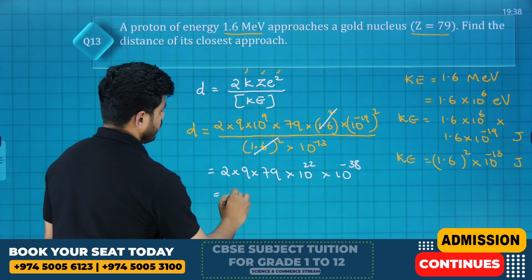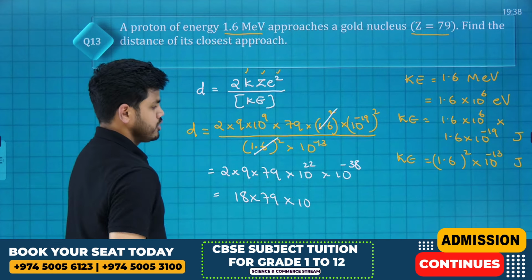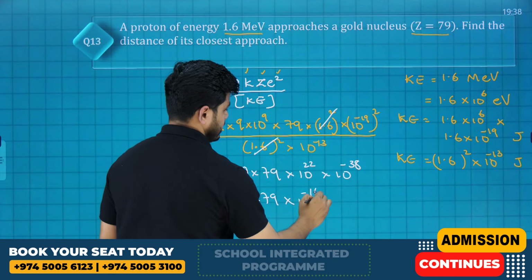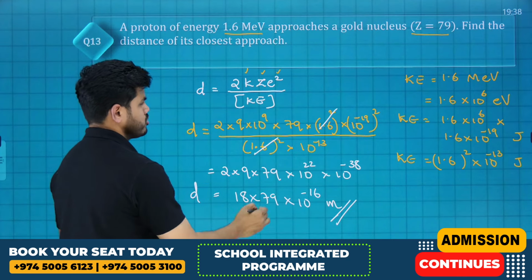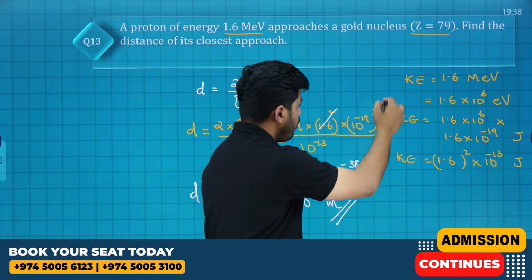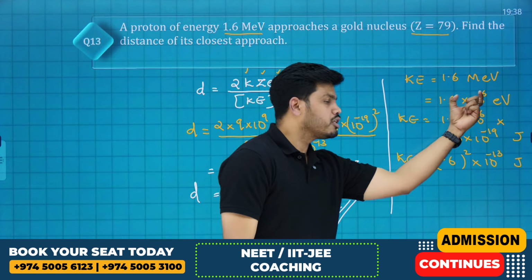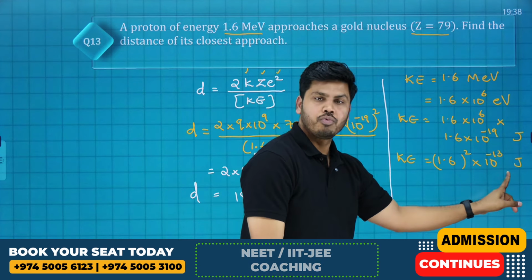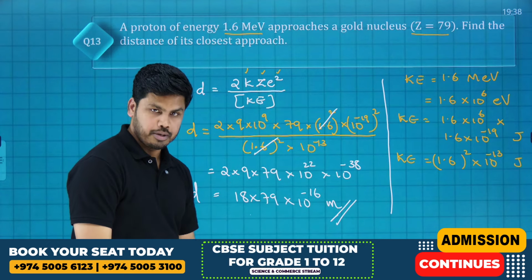So we have 218 into 79 into 10 raised to minus 16 meters. That will be your distance of closest approach. We simply substituted the values. All values were given in the question, with one small point I wanted to remind you: the conversion of the electron volt value into joules, because all other values we substituted in SI units only.